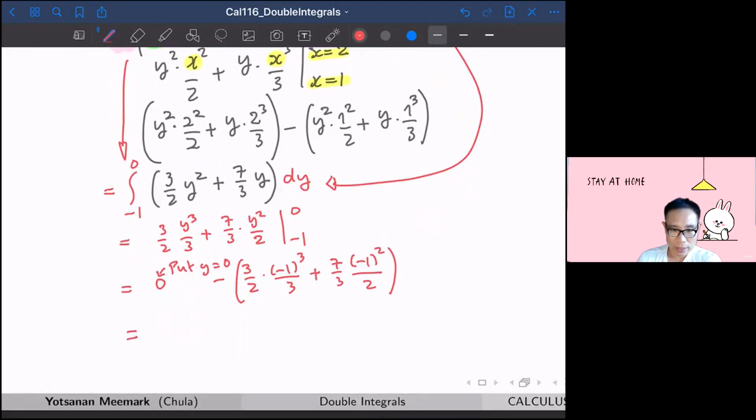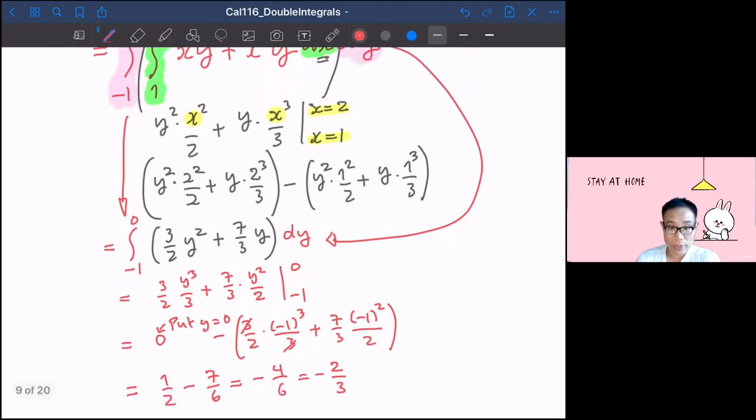I'm going to get 1 half. Okay, and I'm going to get minus 7 over 6. Okay, and this one is 6 minus 14, so I should get 6 in the denominator, right? So it's going to be negative 8 over 6, so it's going to be negative 4 over 3. Okay, this is the value of the double integral.